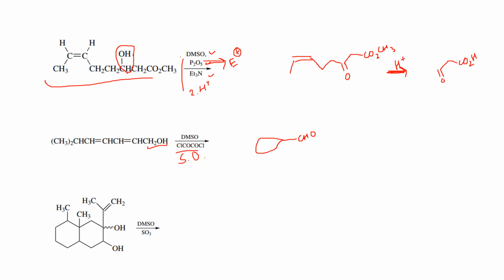So if you know that the first one, DMSO-P2O5, does this reaction, the H plus one everyone knows: if you are adding H plus to an ester, it will undergo hydrolysis. You have to know the first part. Next is this one. Now they are giving DMSO and sulfur trioxide. I said sulfur trioxide can also be used as an oxidant.